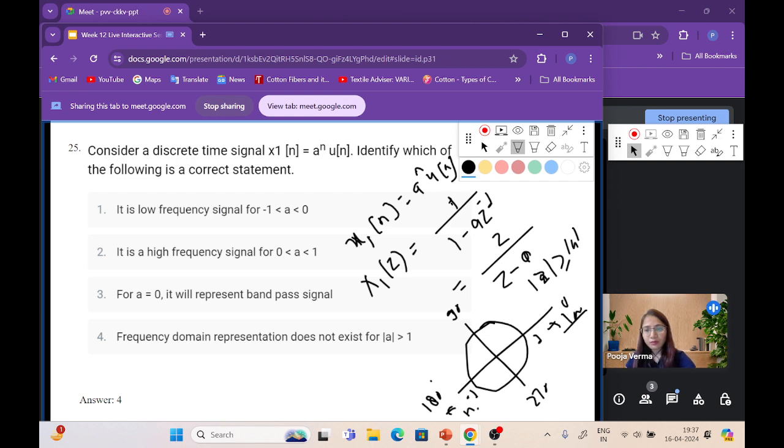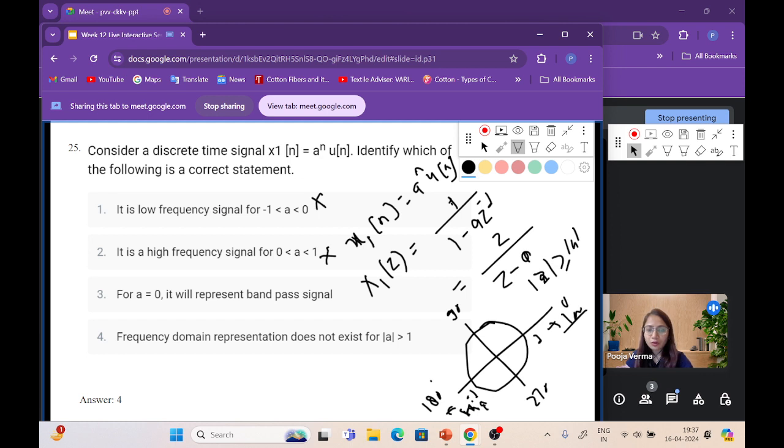So if it is a low frequency, from minus A values minus 1 to 0, but this area belongs to the high frequency, that means this statement is correct. And similarly, this statement is also correct because 0 to A varies from 0 to 1 belongs to a low frequency region, but here it is given high frequency.